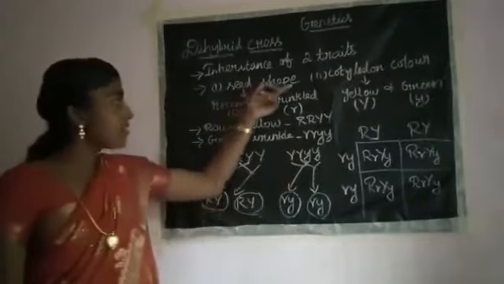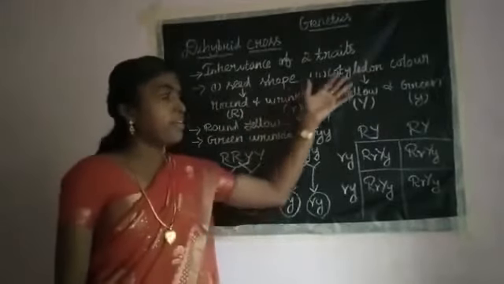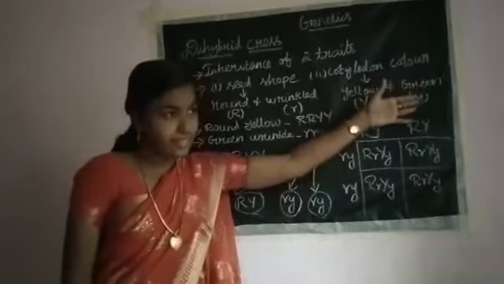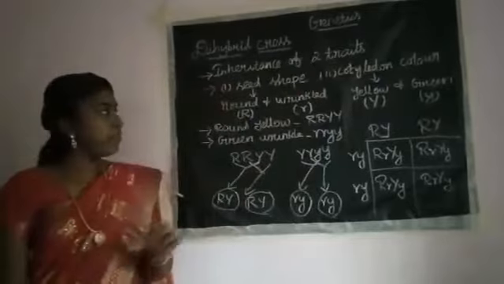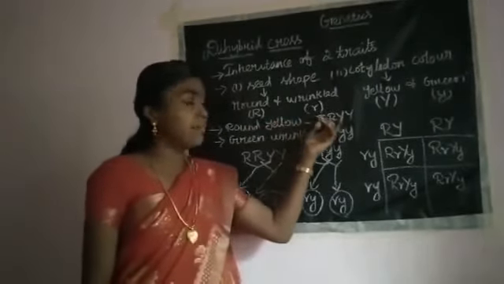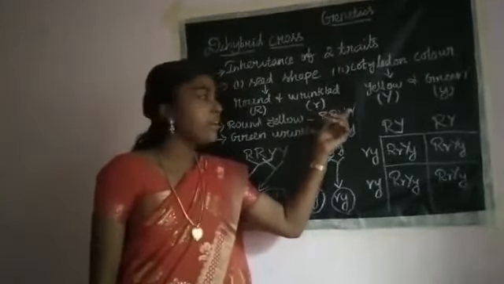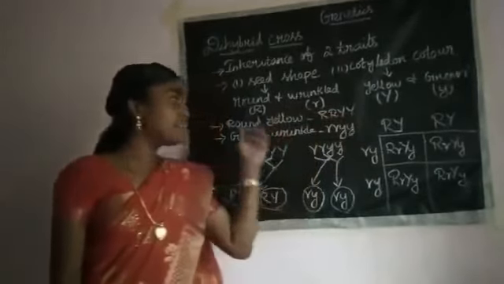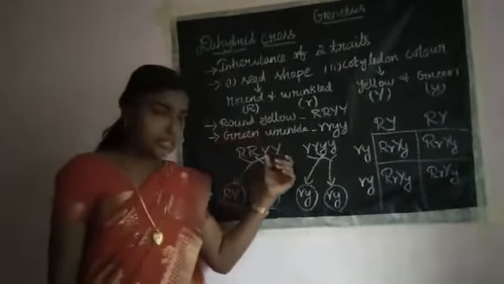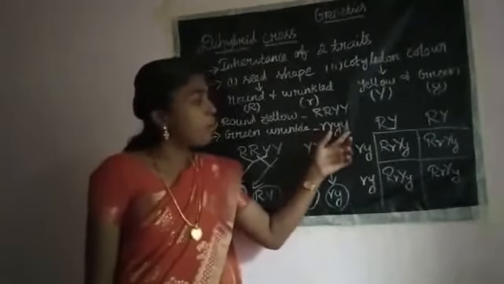Here in seed shape, they are either round or wrinkled. In cotyledon color, they are either yellow or green. In pure breeding, round yellow is represented by capital R, capital R, capital Y, capital Y, whereas pure breeding green wrinkled is represented by small r, small r, small y, small y.